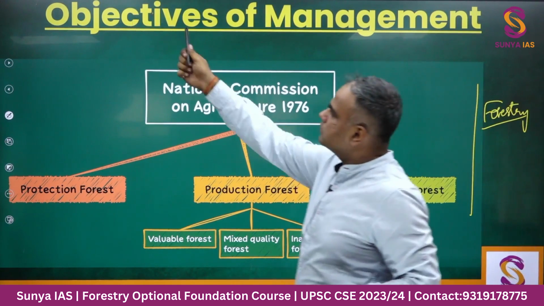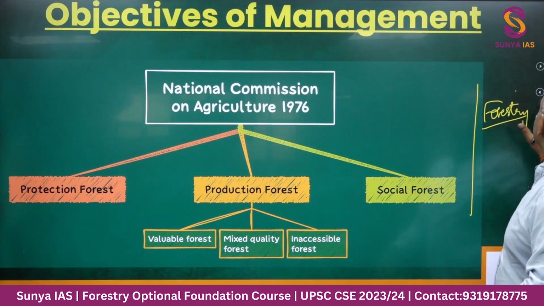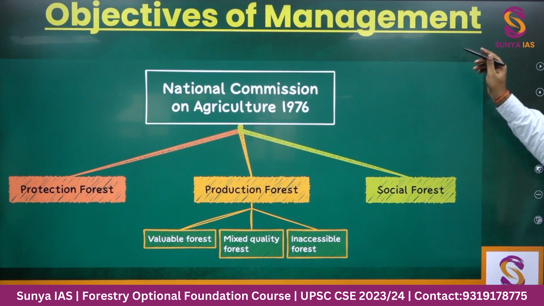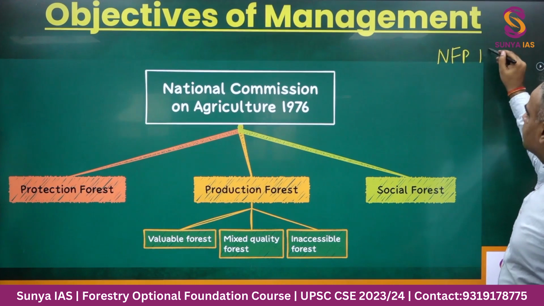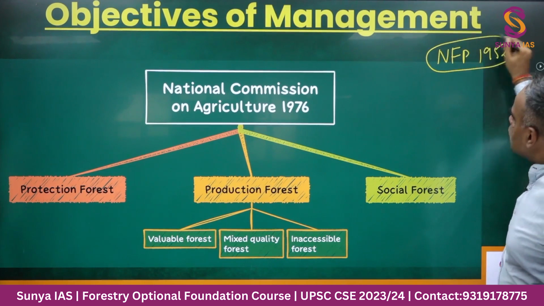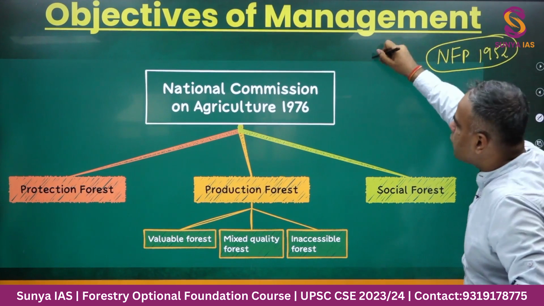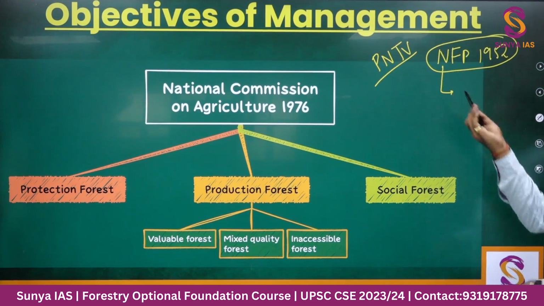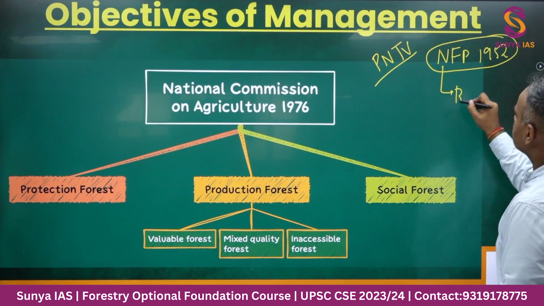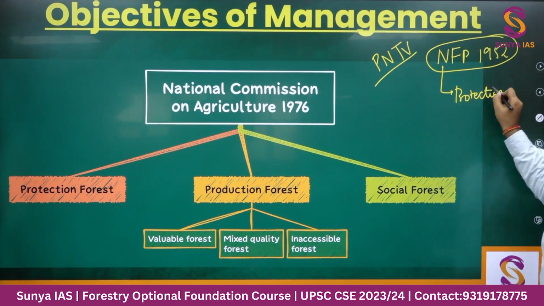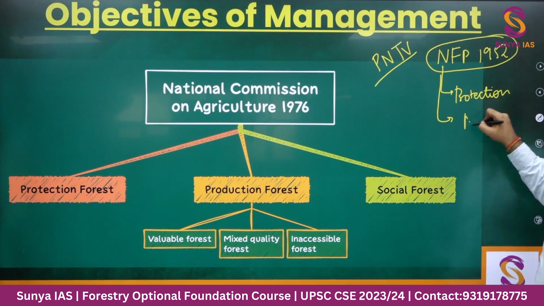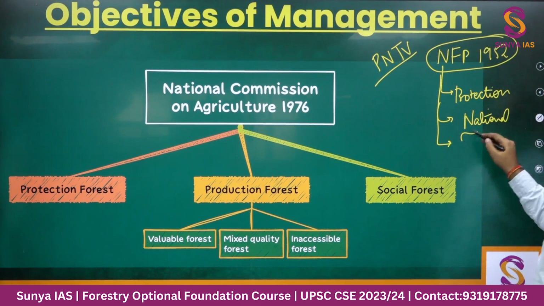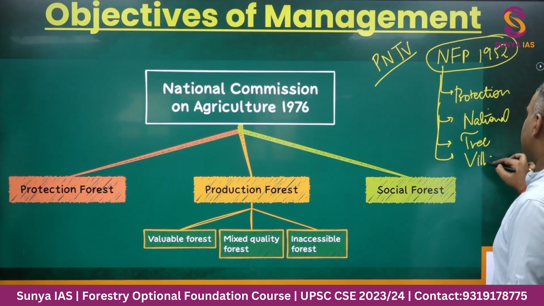Now, one more thing, please write down. So this is National Commission on Agriculture. Please write down the National Forest Policy of 1952. This also classifies as per the objectives of management. The code word for that, that's how I remember, is PNTV. Okay. So here P is, of course, we already know, the protection forest. N is your national forest. T is basically the tree land. And V is village. This is PNTV.